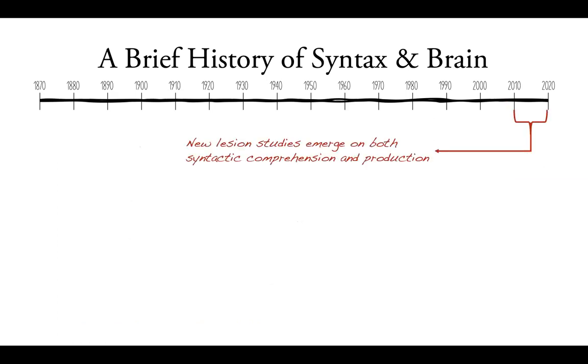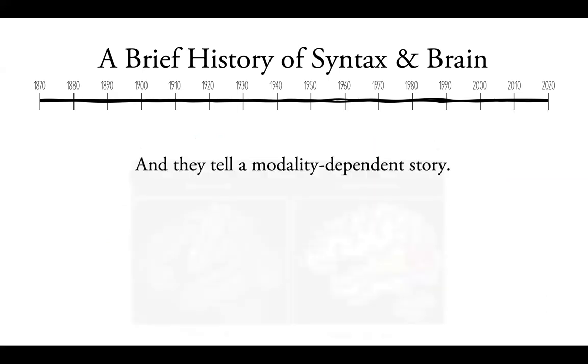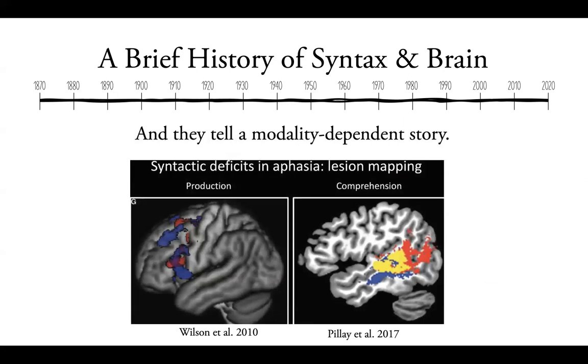In the last decade, there have been several new lesion studies that started picking up steam and energized interest in lesion studies of syntactic comprehension, as well as production. And they tell a modality-dependent story. Here is a representative pair of studies, one by Wilson et al. looking at production, and agrammatic production in particular, showing the involvement of frontal areas, whereas syntactic comprehension involves posterior temporal areas, including agrammatic comprehension. So if you just map the lesions associated with people with agrammatic comprehension, this is the distribution of lesions that you typically find.